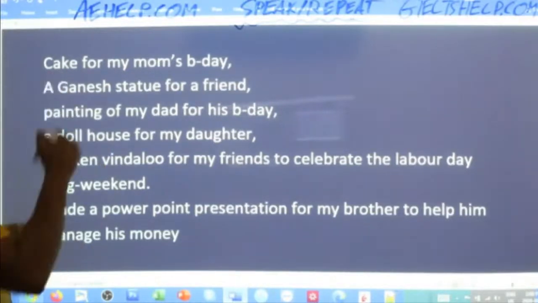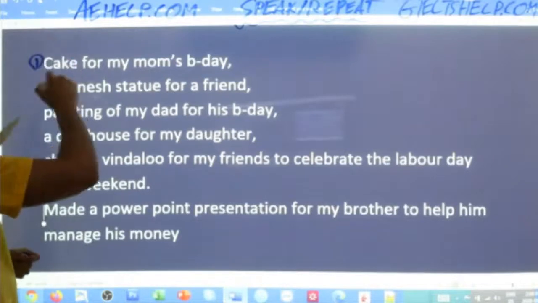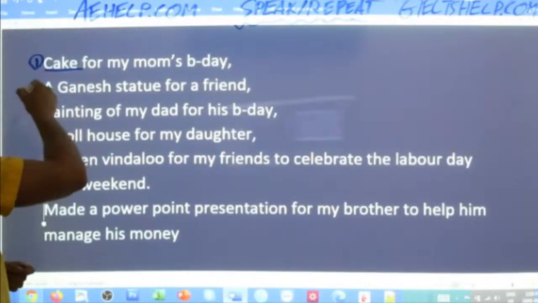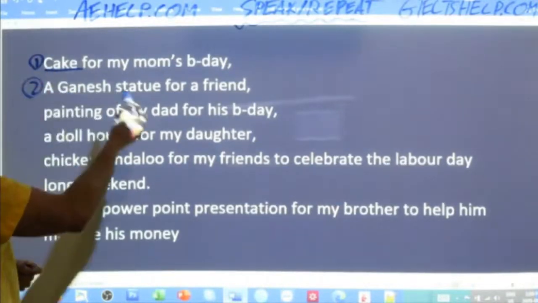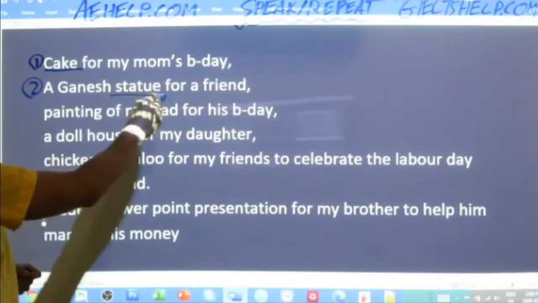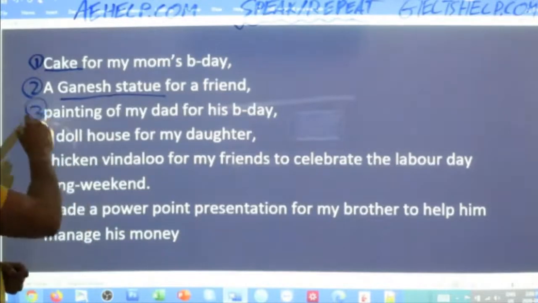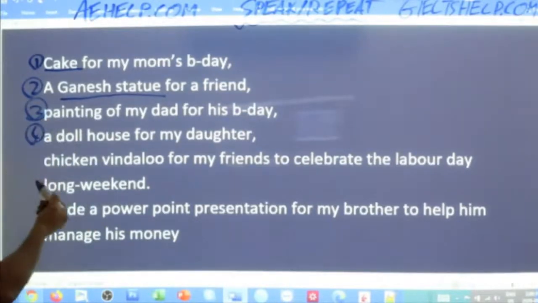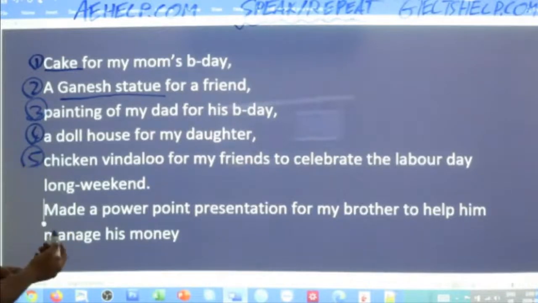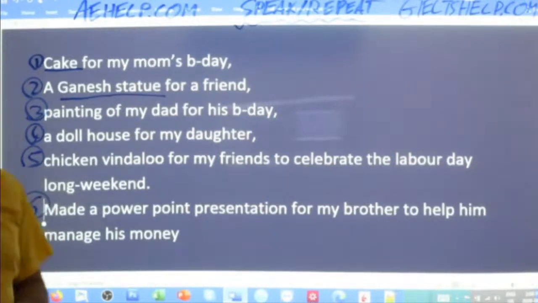Let's do this. So cake, let's be specific here. Carolina, tell me what kind of cake. Okay, Ganesh statue, that's very nice. I think that was Jainil because it's a statue and it's a Ganesh statue, okay? Painting of my dad, dollhouse, chicken vindaloo, okay? Being specific is important. And a financial PowerPoint presentation, okay? That's a virtual one. It's a little bit trickier, but it's doable. Vote. So pick one of these out. Let's do one of these. So which one?